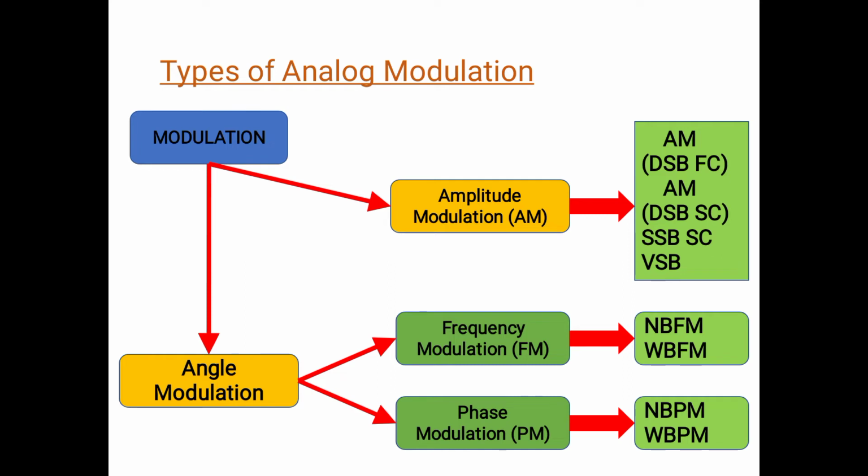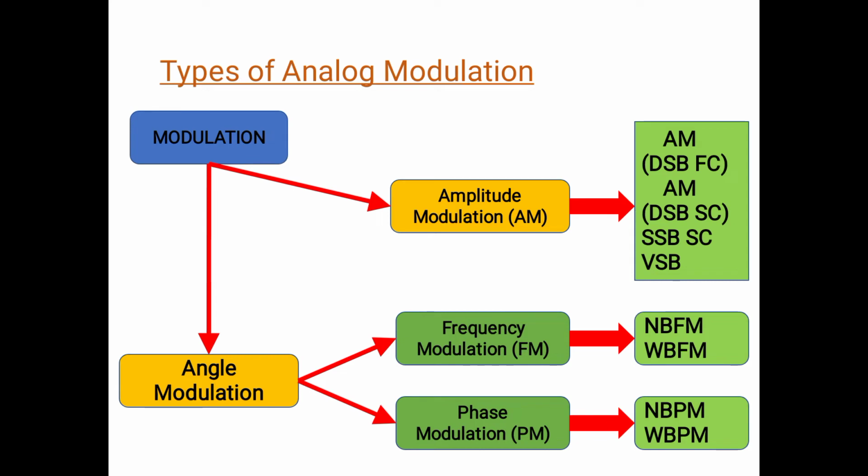And coming to the next classification, that is phase modulation. Phase modulation is also classified into two types. First one is NBPM and second one is WBPM. NBPM indicates narrow band phase modulation and WBPM indicates wide band phase modulation. These are the two classifications of phase modulation techniques.